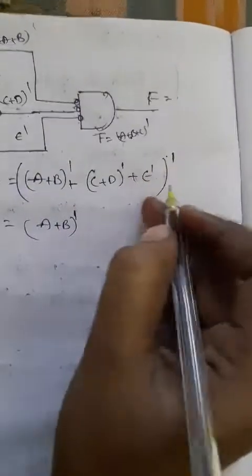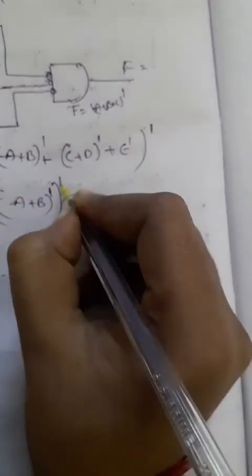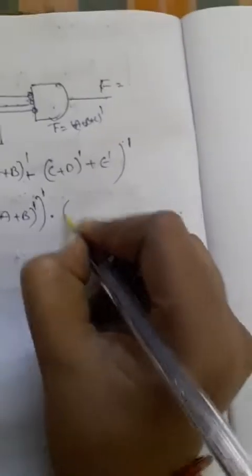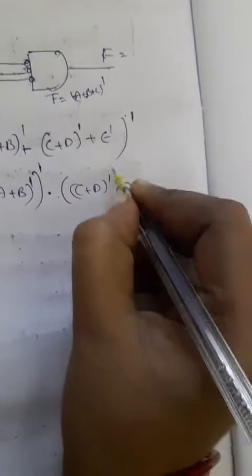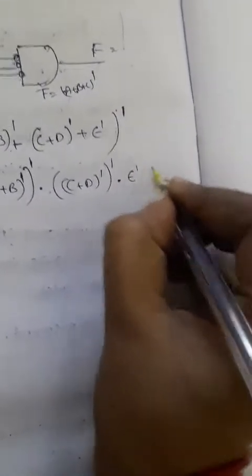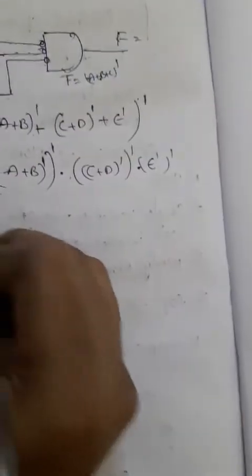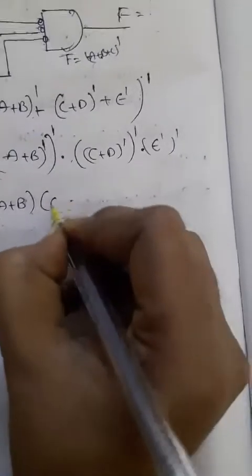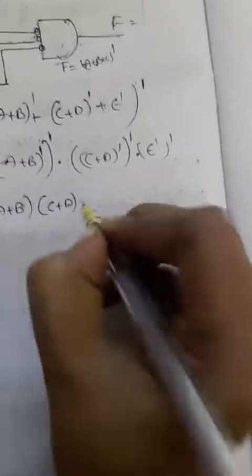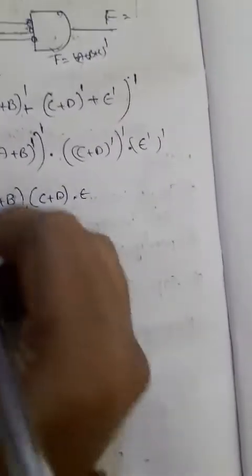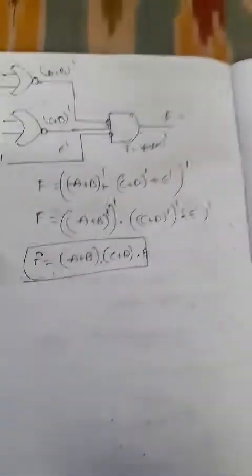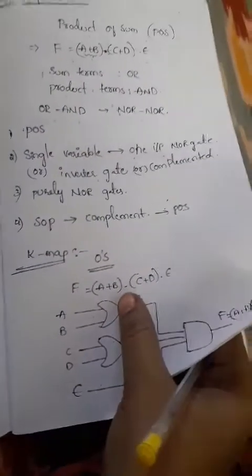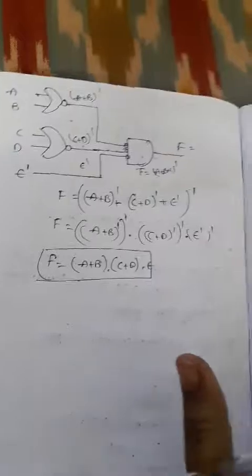So apply the complement to each and every term, so OR will be converted to AND. So (c + d) complement whole complement into e complement whole complement. Now simplify this part again. A complement whole complement means we get a. Like this way we write it. In the same way, we get the same input expression, (a + b) into (c + d) into e. So this is one type of NOR gate.